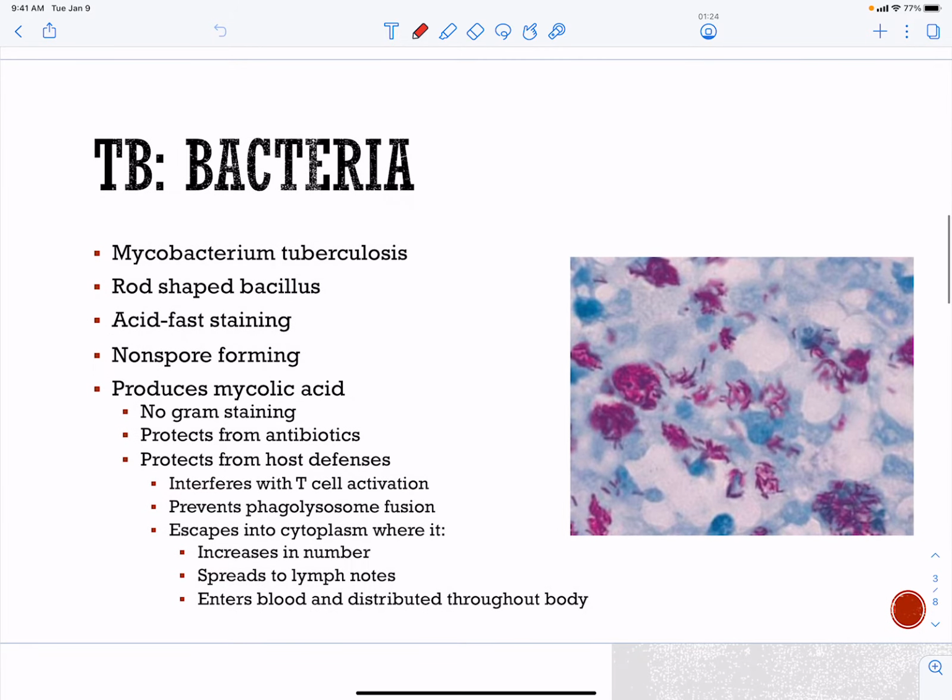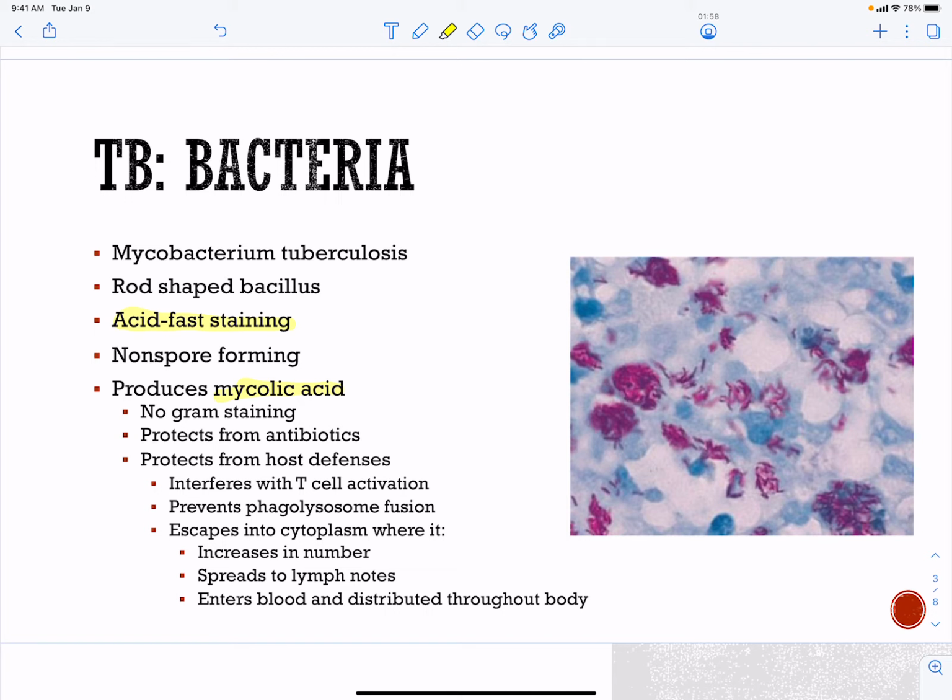Now, Mycobacterium tuberculosis is a bacillus-shaped bacterium. It is going to have a mycolic acid on its surface, and this is going to allow it to evade our immune defenses. It makes it sort of slippery. It's hard for your immune system to fight. And because it has mycolic acid, it also has a different staining pattern than other bacteria. You have to use what's called an acid-fast staining pattern rather than the typical gram staining.